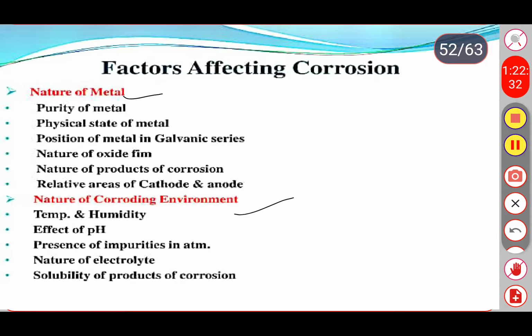Second one, physical state of the metal. Physical state of the metal means it loses its original state. Some black patches or green patches will appear on the top surface of the metals. So we are losing the quality or state of the metal.